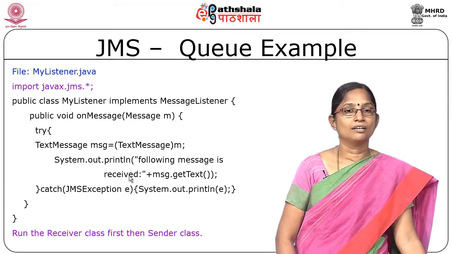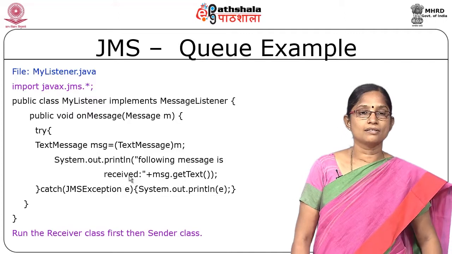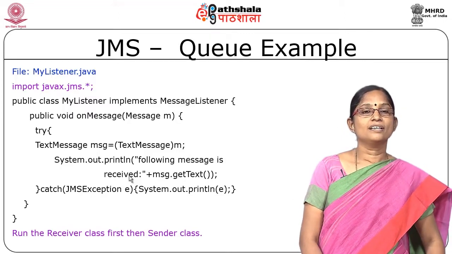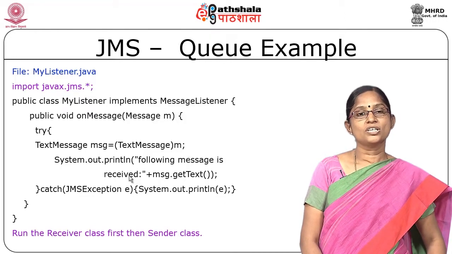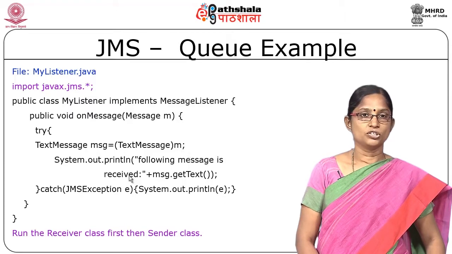Then first we have to run the receiver class. Then we have to run the sender class. If both the sender and the receiver class are live, the sender can send a text message and the receiver can receive the text message and display it. So, this is a sample program for the Java Messaging Service implementation.